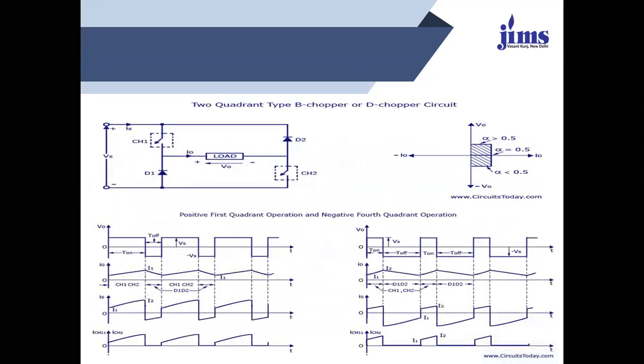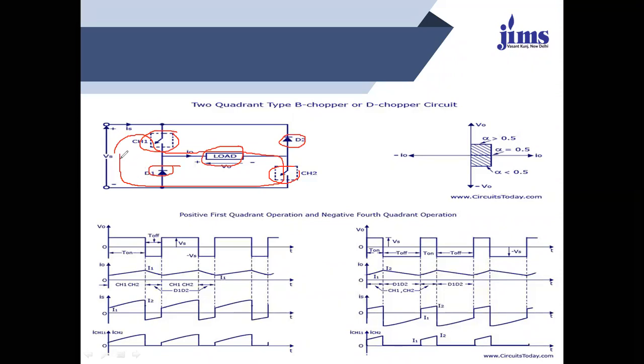This is the circuit diagram for the two-quadrant type B chopper, or type D chopper. Here switch 1 and switch 2 are placed over here, diode 1 and diode 2 operate over here, and in between there is a load. Whenever CH1 is operating, the supply moves towards this side and the current flows through the load in the positive to negative direction.